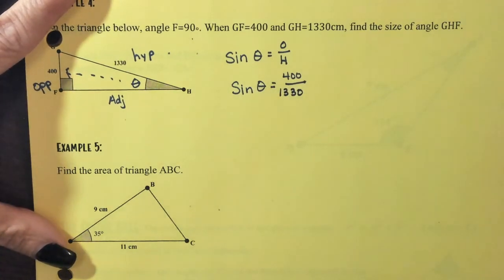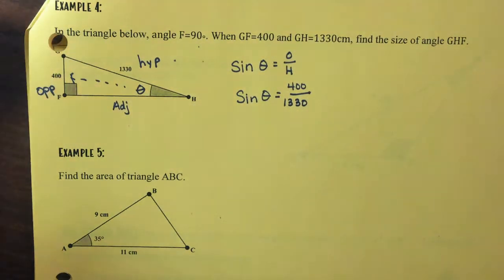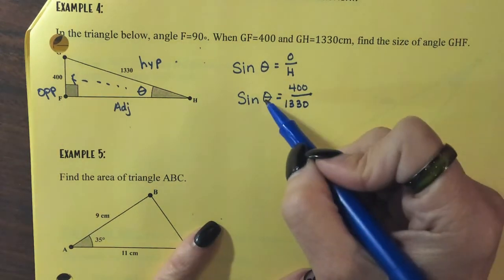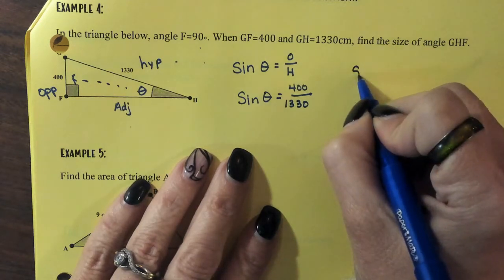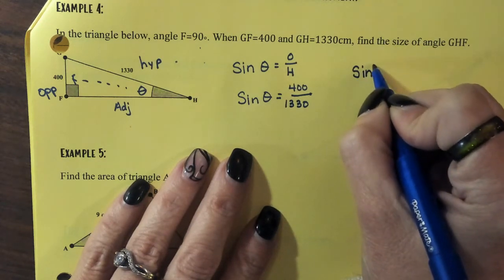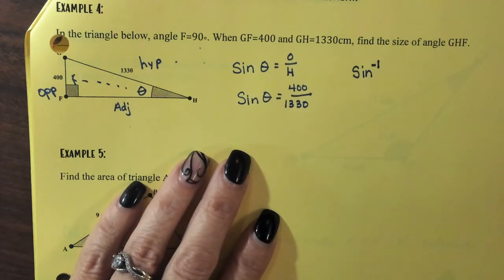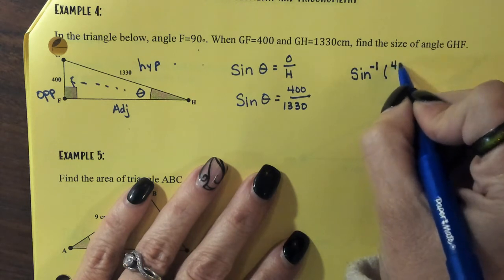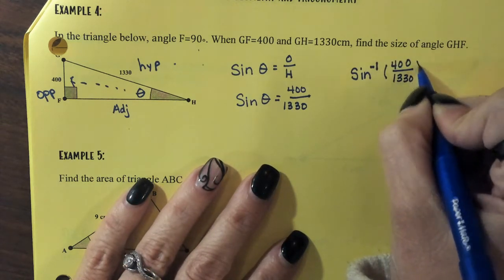There we go. Now, how do you find it? Because you can't put sine theta into your calculator. So whenever you want to find the angle, we do the inverse. So think of it like this. It's sine with a -1. That's like the inverse. That's how you find the angle. So sine inverse of 400 divided by 1330.